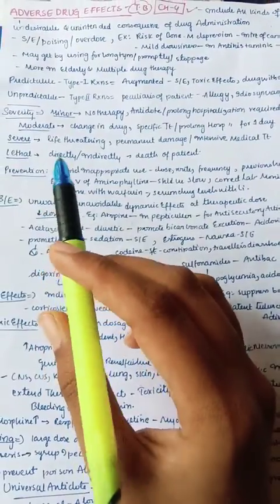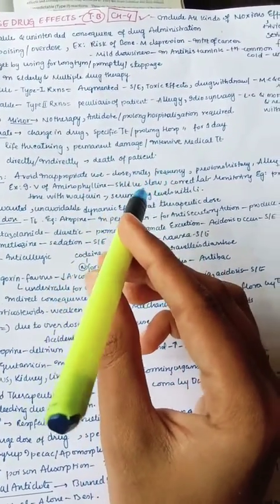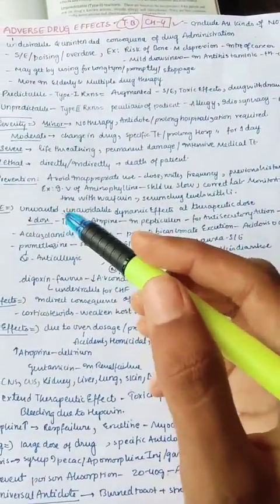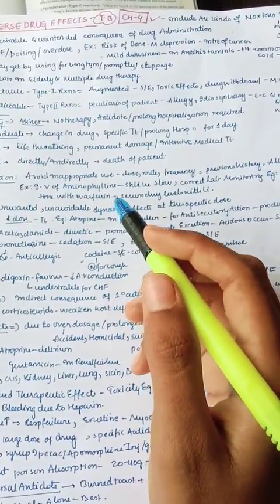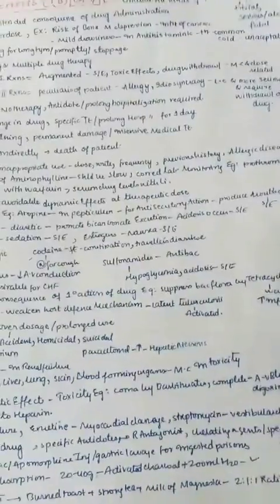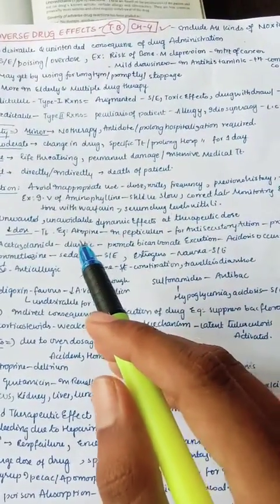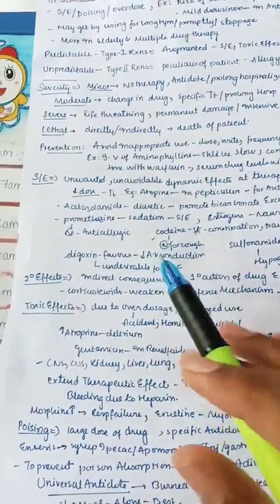Next, prevention. How can we prevent adverse effects? Avoid inappropriate use: follow the correct dose, route, frequency, and previous history, including allergic diseases. For example, IV administration of aminophylline should be slow. Also require correct lab monitoring, for example prothrombin time with warfarin and serum drug levels with lithium.